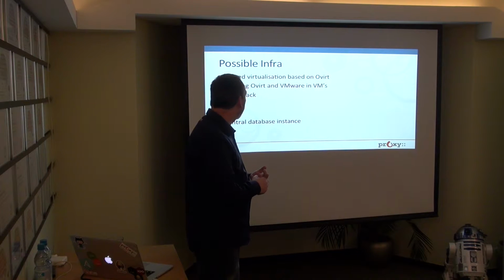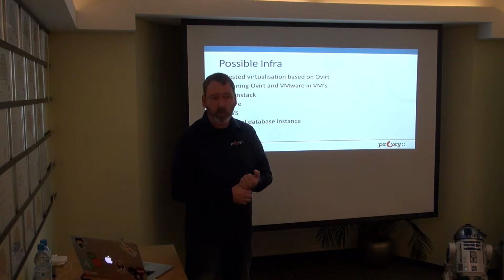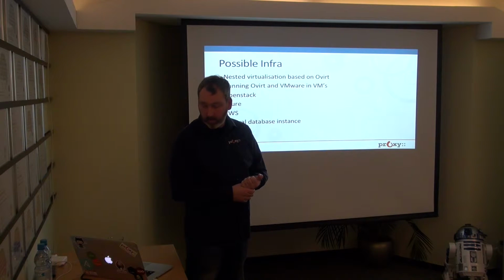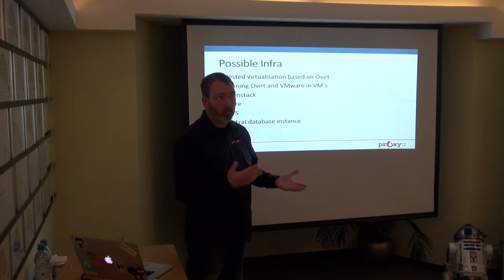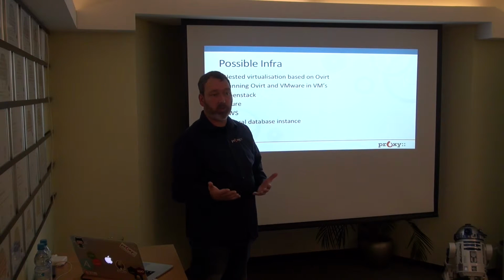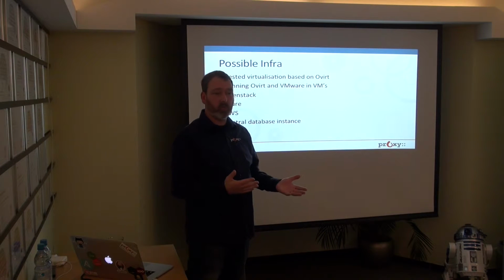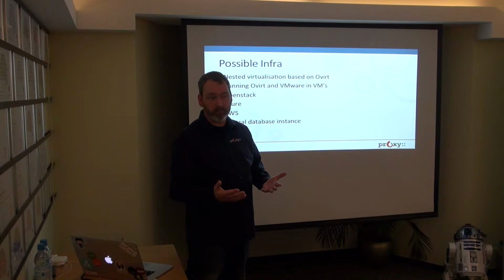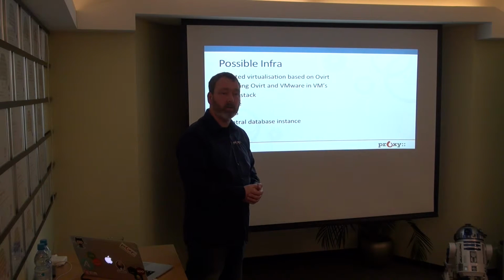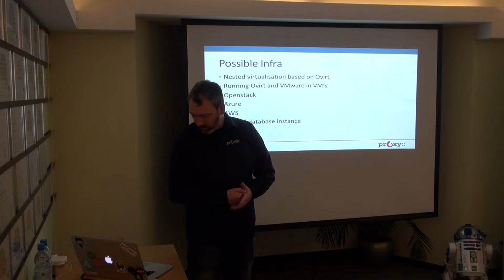We are thinking about building an infrastructure based on nested virtualization on oVirt. It must be running oVirt and VMware in separate VMs. OpenStack, Azure, AWS, it's coming also on our mind, but seeing our infrastructure at customers, AWS and Azure is not needed tomorrow. So we will just start with oVirt, RHEV and VMware, and later on we adjust it to all other cloud products.